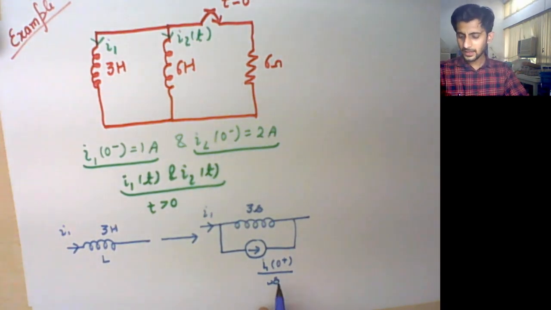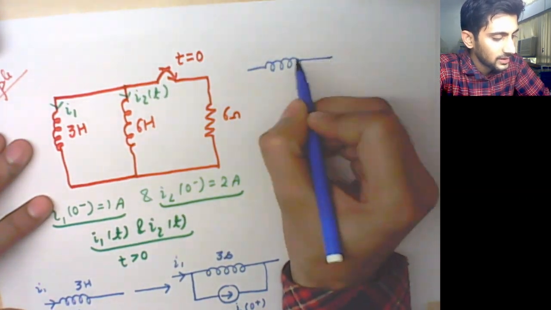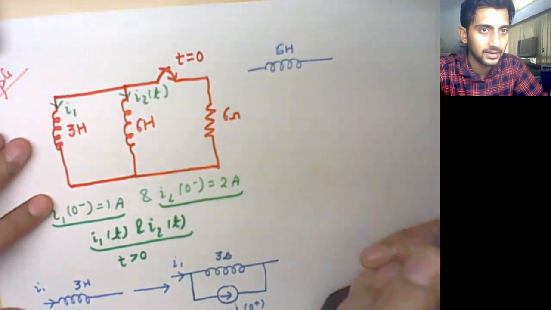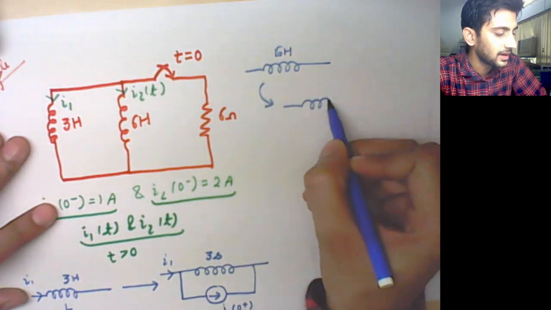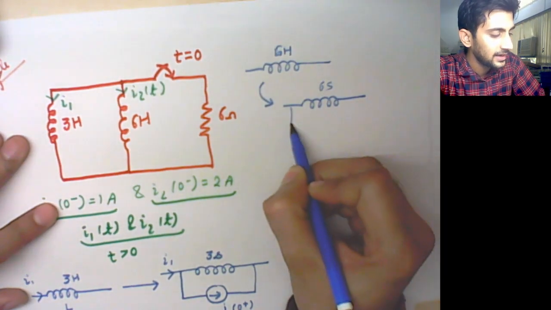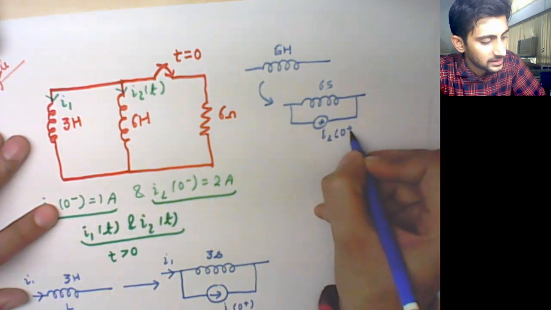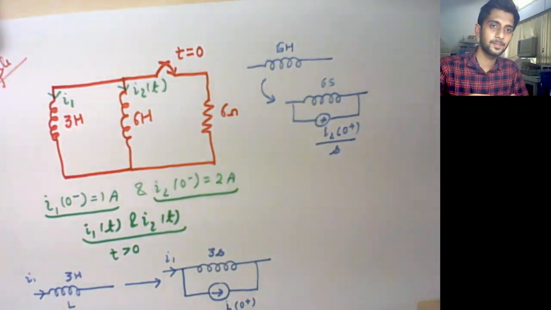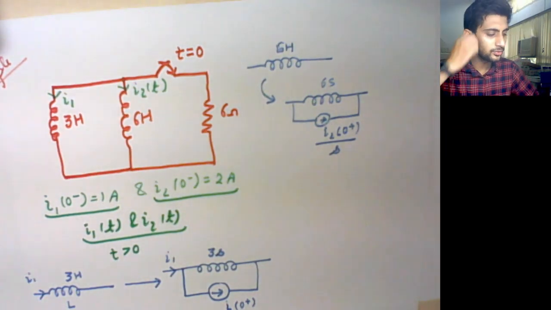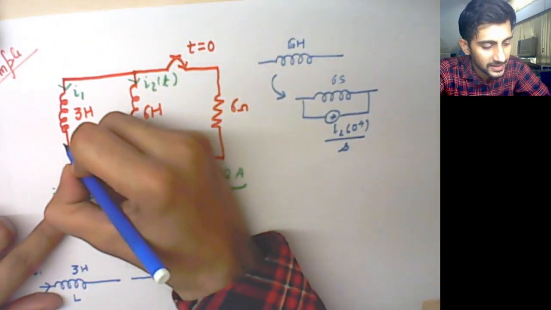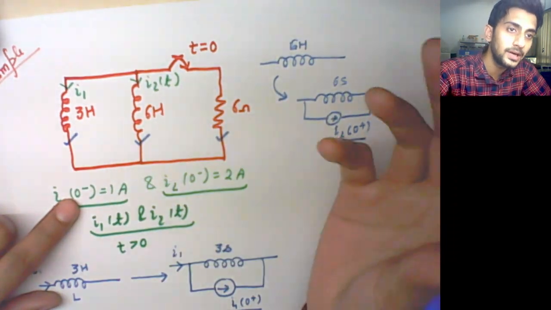Okay. With a similar argument, you can also write for the 6 Henry inductance that the S domain equivalent of this particular inductance would be 6S and a current source with I2(0+) by S. Okay. Rest would be same. So in a way, what we have done is, in order to convert this particular circuit into the S domain, replace the inductances and this resistance with their equivalent S transforms.